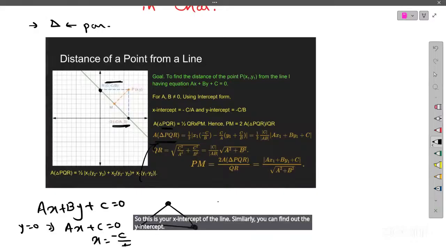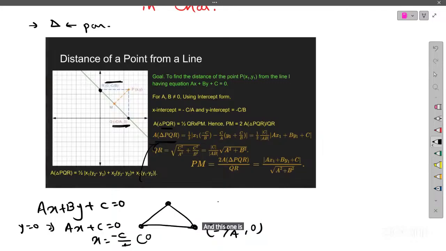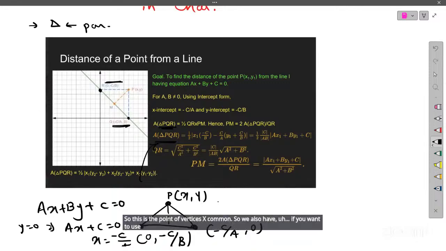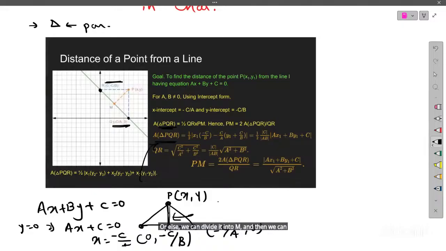So the two vertices of this particular triangle are minus c by a comma 0, and 0 comma minus c by b. Then we know that we can compute the area of triangle PQR. This is the point with vertices x comma y. If you want to use that, that's also fine. Or else we can divide it into M, where M is the height actually.